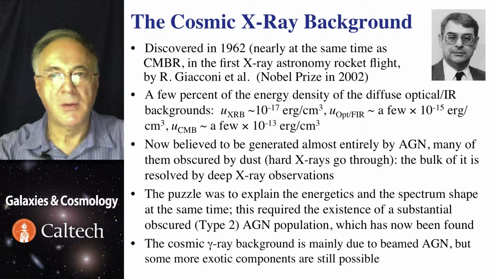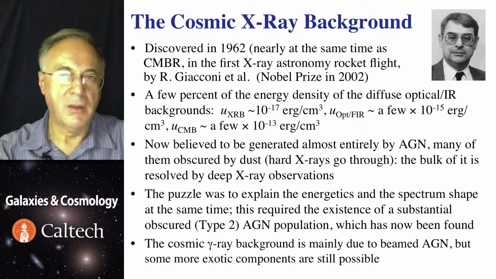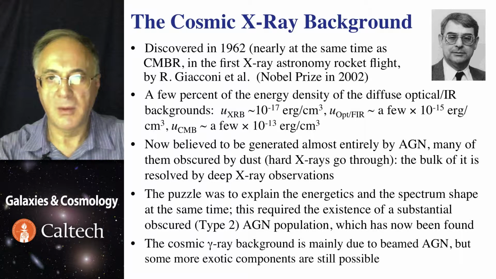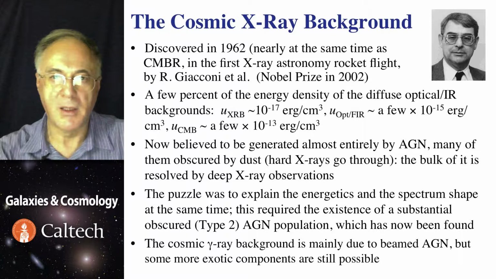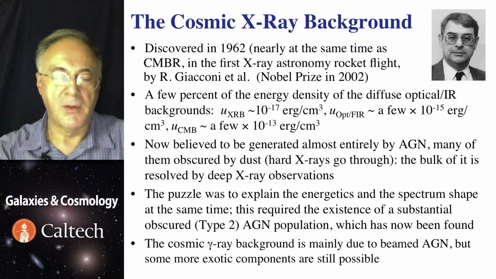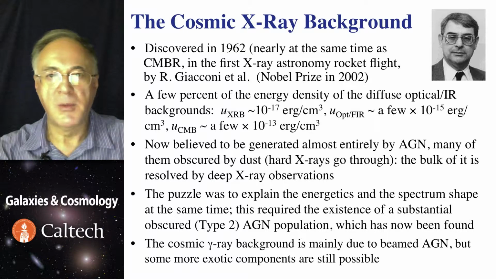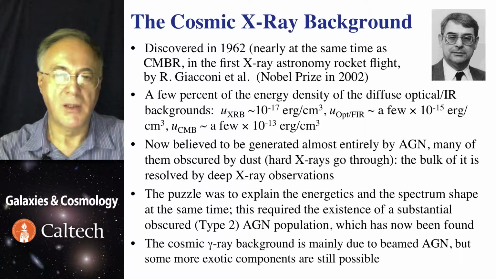For comparison, it is about 1% of the diffuse optical or far-infrared background that we talked about when we talked about galaxy evolution, which essentially is integrated starlight ever emitted from galaxies. And that itself is at the percent level relative to the cosmic microwave background. So in terms of sheer energy density, these backgrounds are relatively negligible, but their astrophysical interest is very considerable.